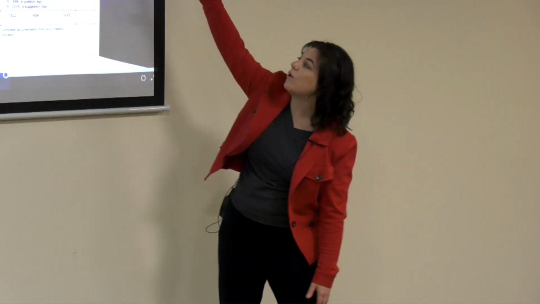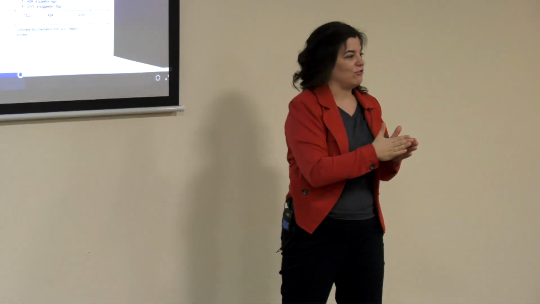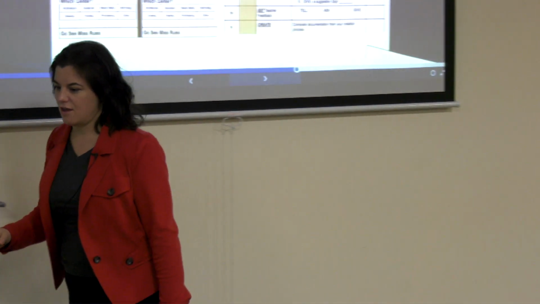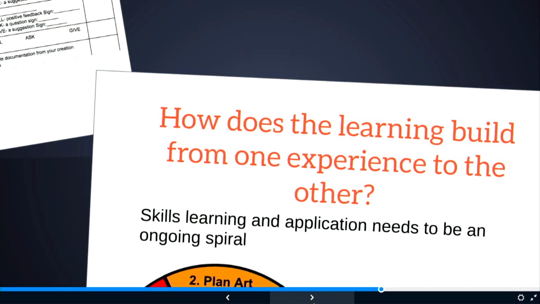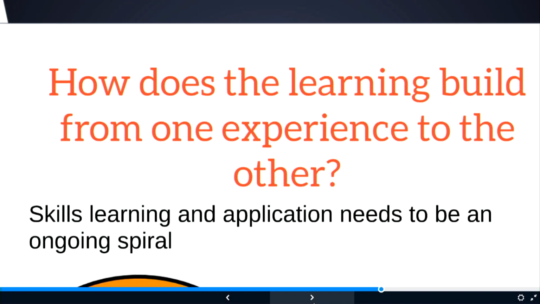And I'm able to do that in the classroom setting because when they're doing this, they naturally don't all get done at once, right? They go slower and at different paces. And then finally, they're creating their artwork. Okay, so how does the learning build from one experience to the other?